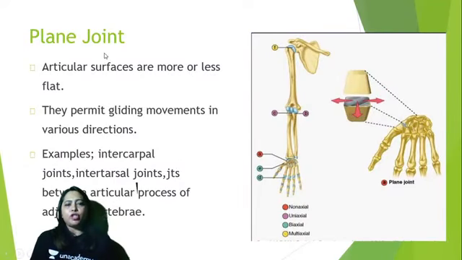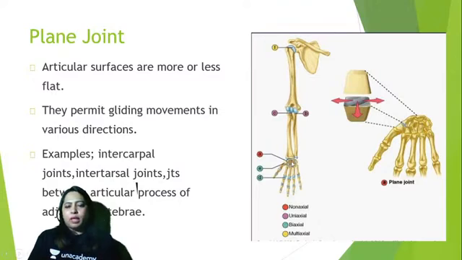Okay, let's look at the plane joint first. Now here you can see the articular surfaces are more or less flat in nature. So now here you can see those carpal bones. So you can see so many intercarpal joints. Okay. So in the wrist, you have all these carpal bones.